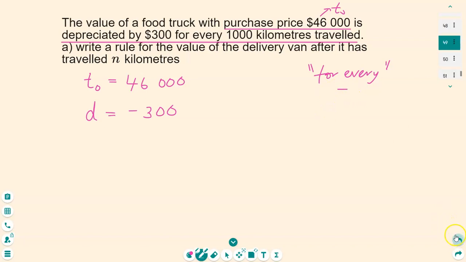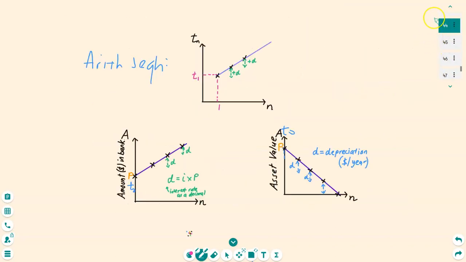Means divide or per. So this is how I translated mine. So 300 for every 1,000. Because you want to get it into 1 unit per 1 year. Let's check out back here. You want it for every year.